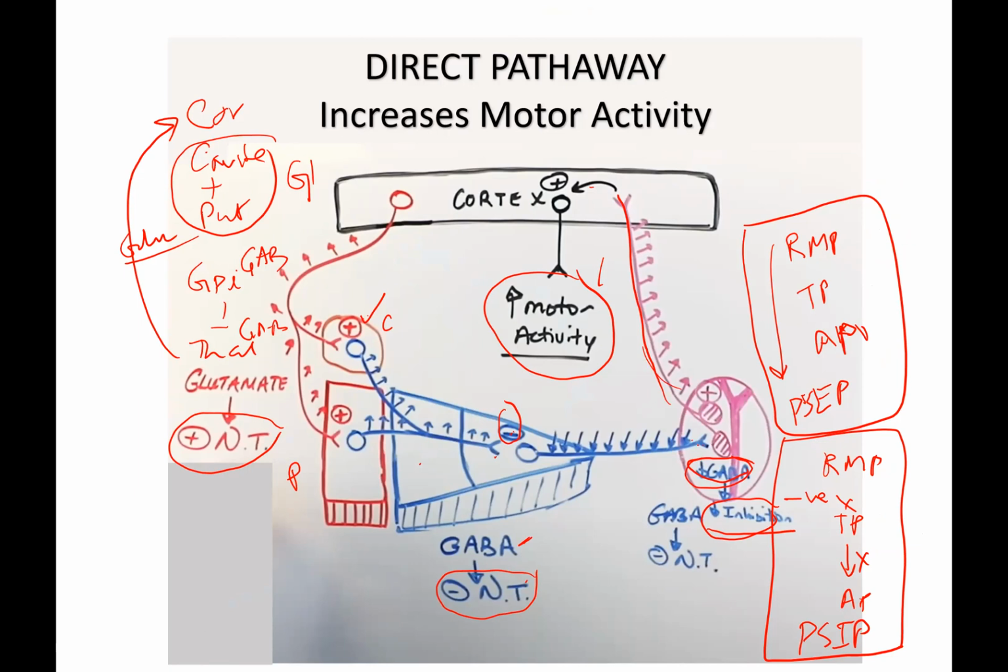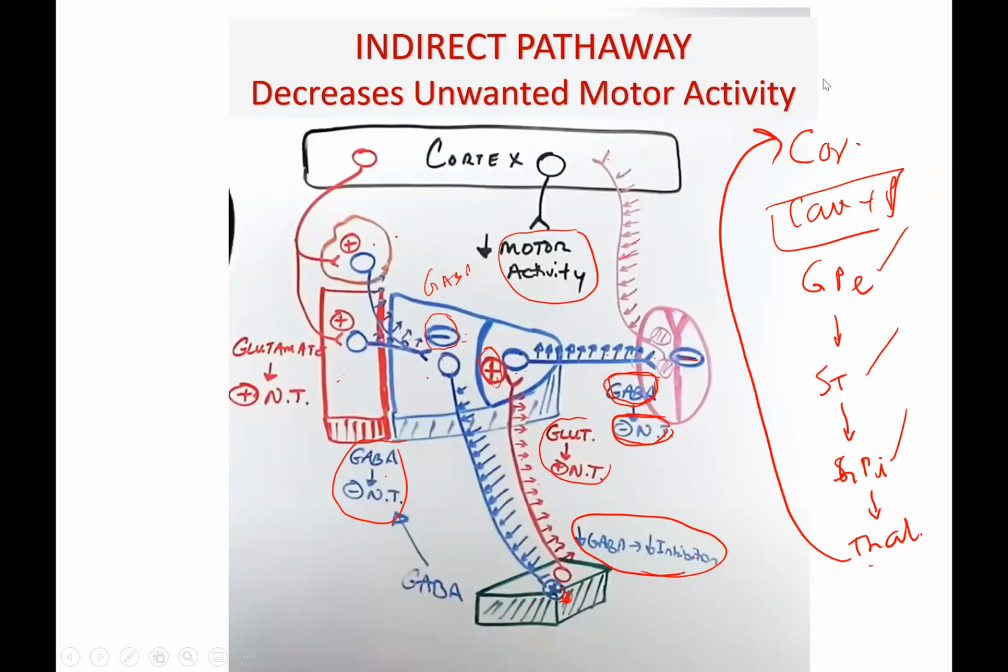Whereas when you come here, the structures involved are cortex, striatum, externa, subthalamic nucleus, interna, thalamus, cortex. Transmitters are glutamate, more GABA, less GABA, more glutamate, more GABA, less GABA. So less glutamate at the end, that is, motor activity is reduced. Understood?